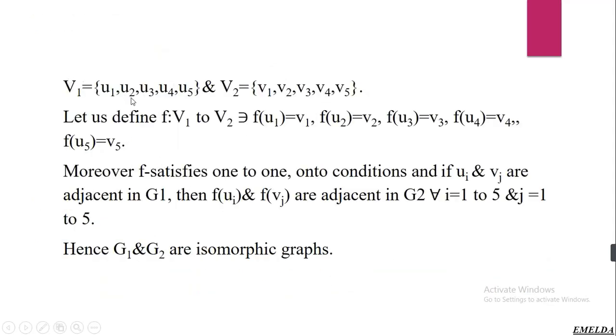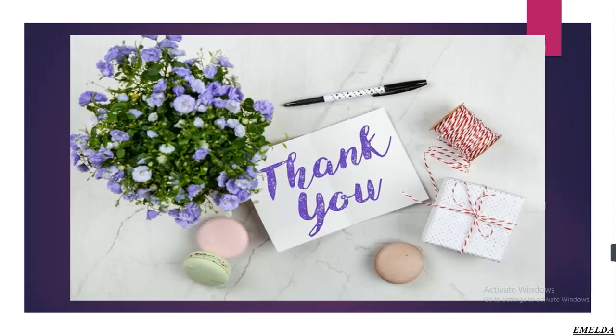So here V1 is u1 to u5, and V2 is v1 to v5. If I define a mapping f from V1 to V2 such that f of u1 equals v1, f of u2 is v2, f of u3 is v3, f of u4 equals v4, and f of u5 equals v5, then f satisfies the one-to-one and onto conditions, and if ui and uj are adjacent in G1, then f of ui and f of uj are also adjacent in G2 for every i equal to 1 to 5 as well as j equal to 1 to 5. So these conditions are satisfied, therefore we can say that G1 and G2 are isomorphic graphs.